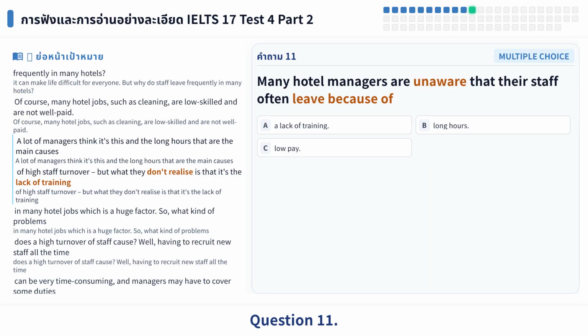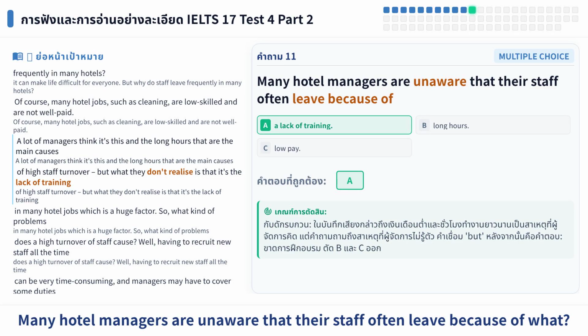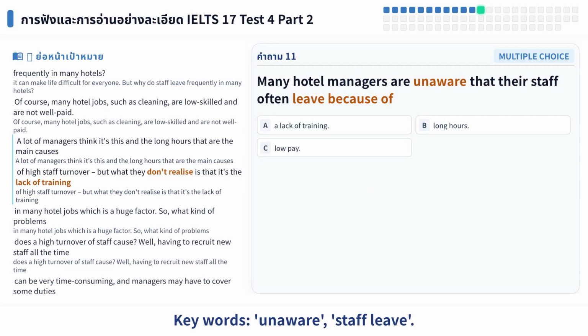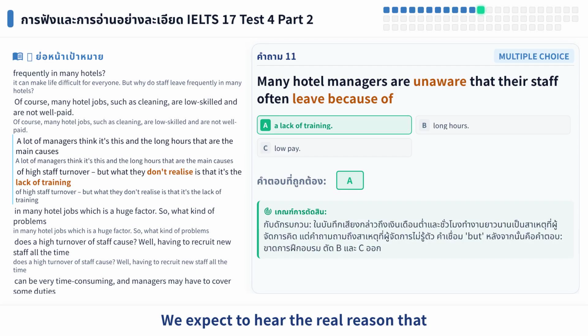Question 11. Many hotel managers are unaware that their staff often leave because of what? A. Lack of training. B. Low pay. C. Long working hours. Please pause the video and try this question yourself. Keywords: unaware, staff leave. We expect to hear the real reason that managers don't realize.